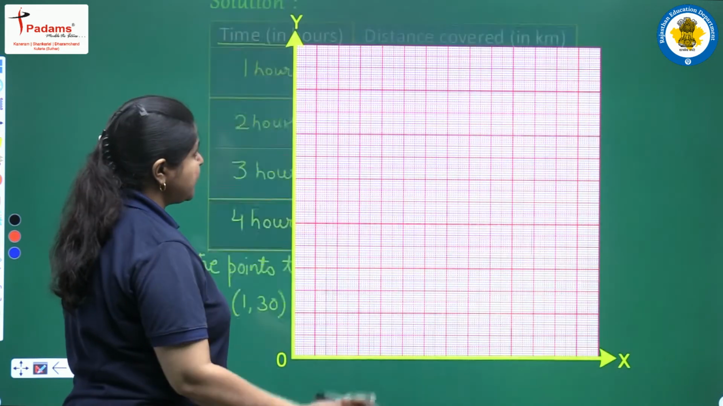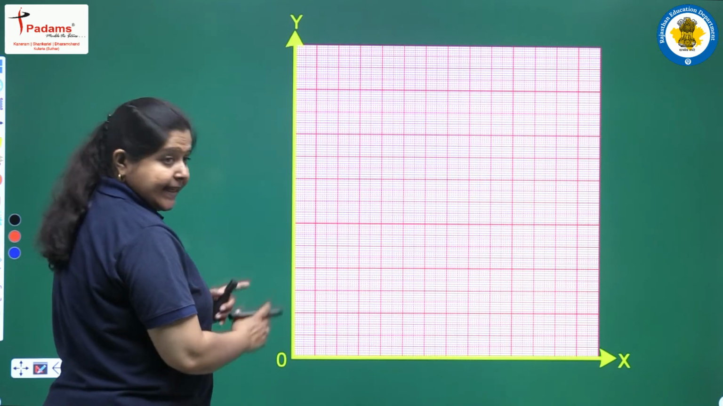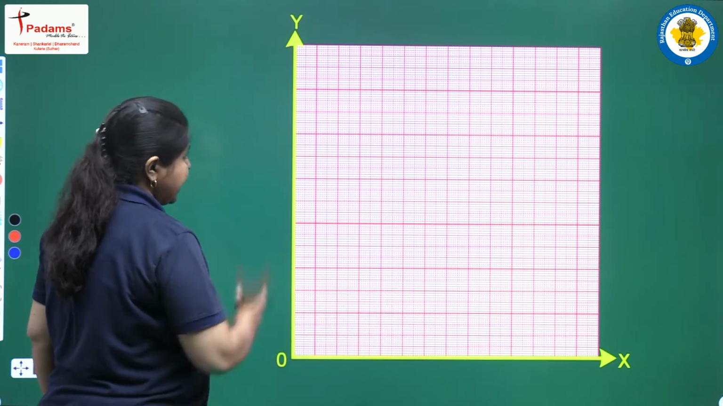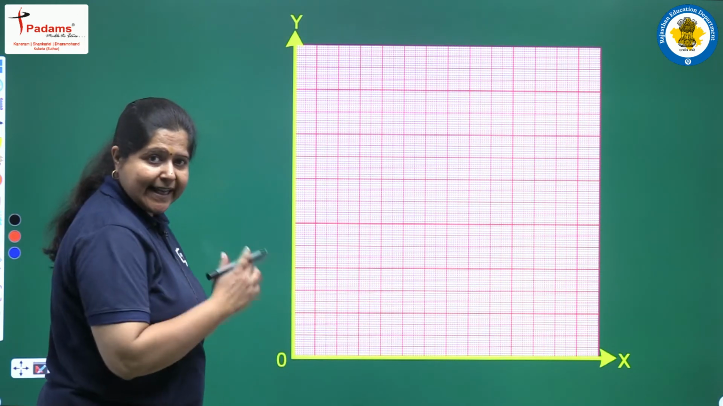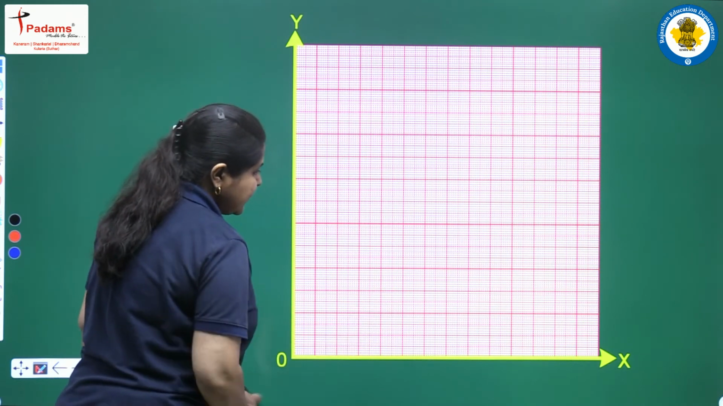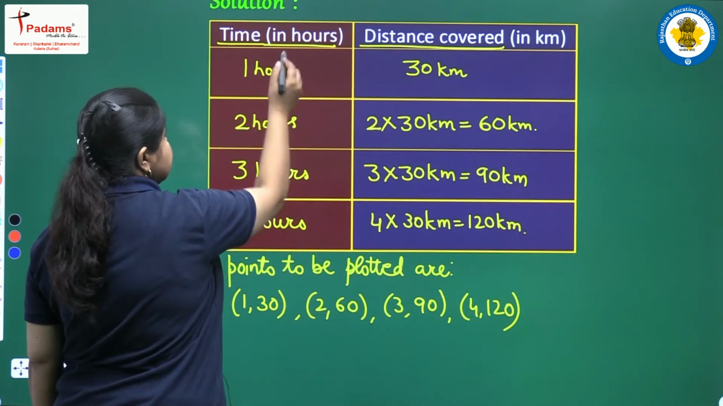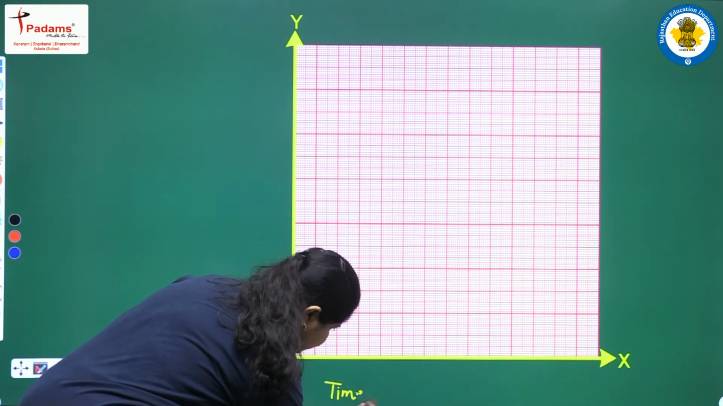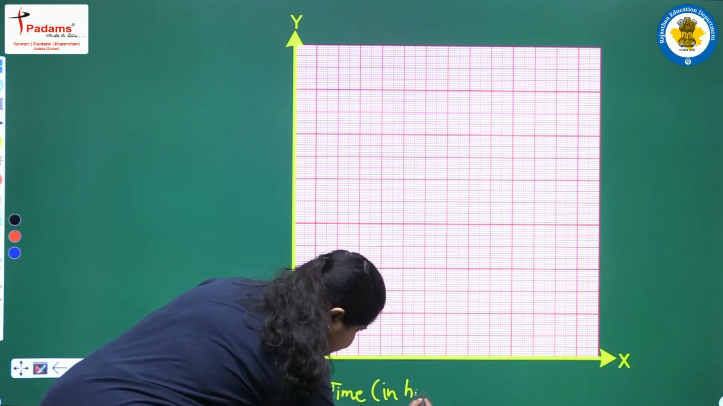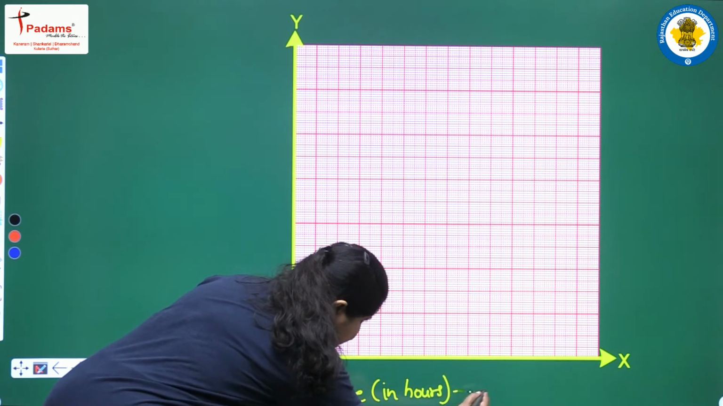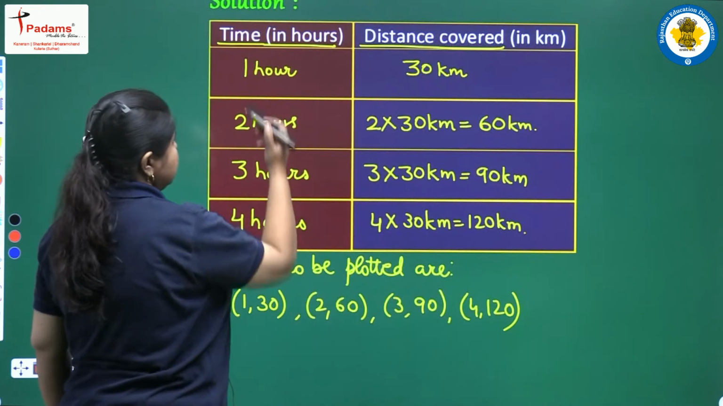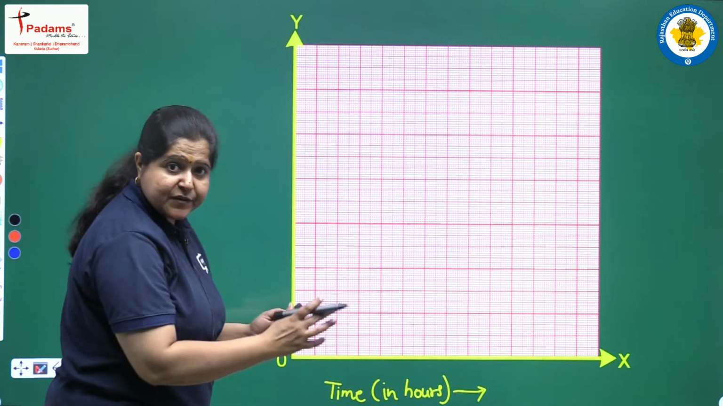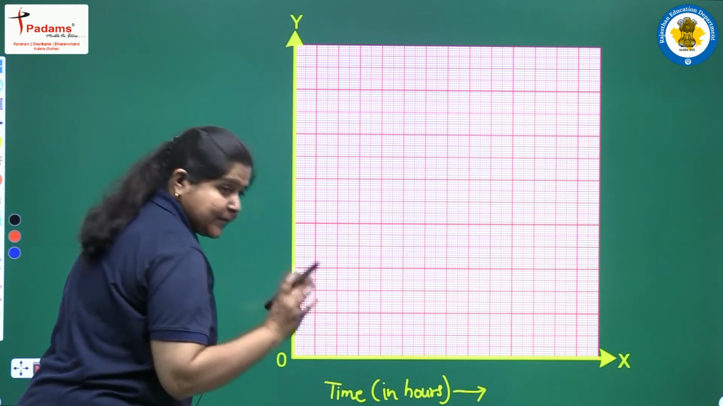Now we take the graph paper here and we have already marked the x-axis and the y-axis. This is x-axis, the horizontal axis, and this is y-axis, the vertical axis. On x-axis we will be marking the time in hours. We write here time in hours. And now have a look. 1 hour, 2 hour, 3 hour, 4 hours. And for this, since we have enough space, we will be taking up 2 units to represent 1 hour.